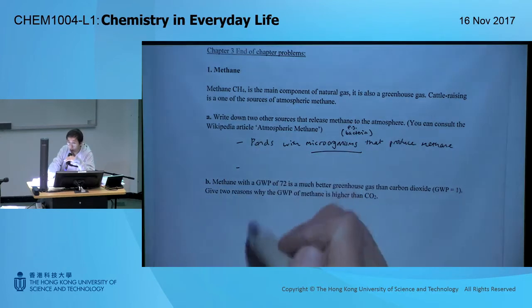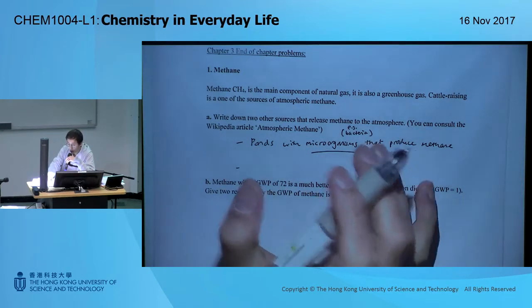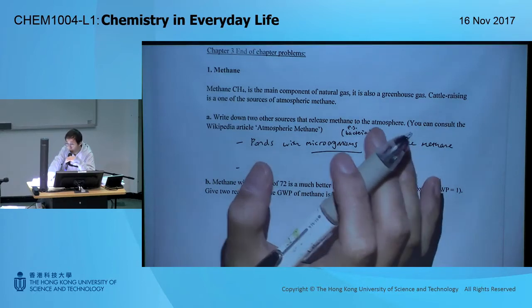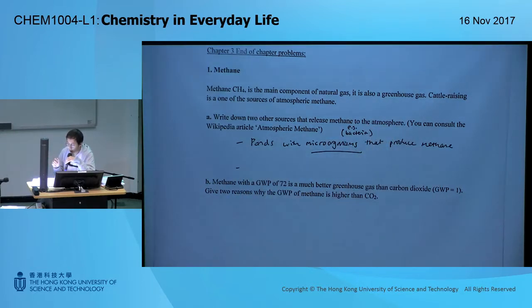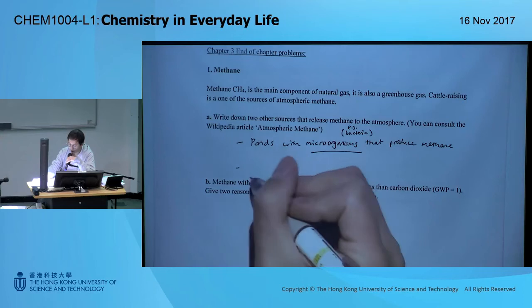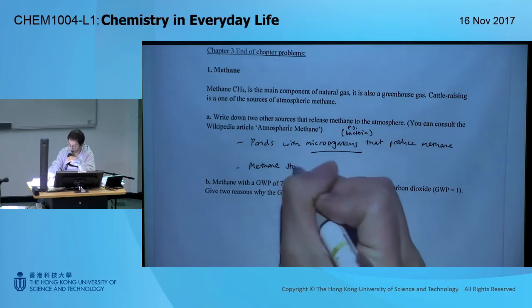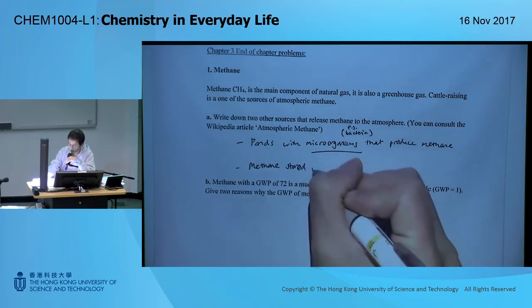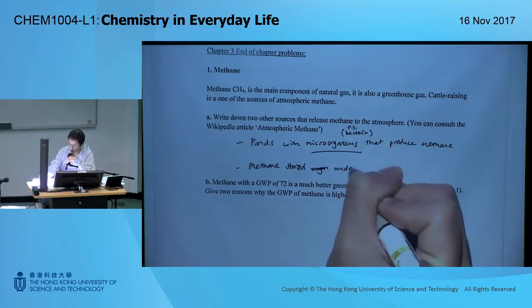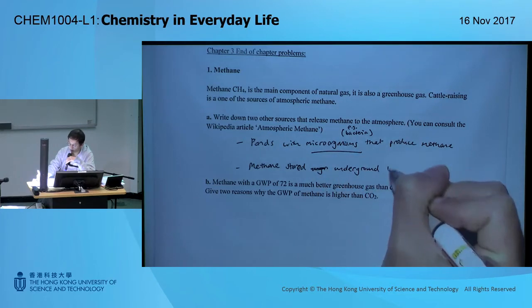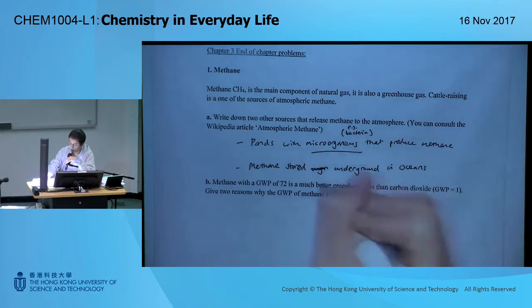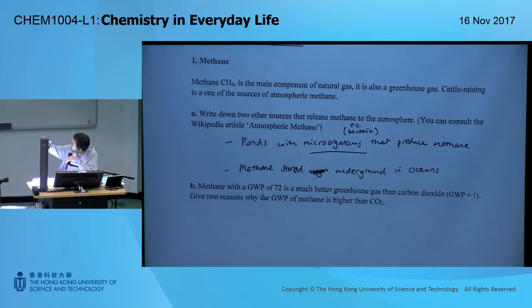There's also a lot of methane stored under the ocean, and sometimes some kind of movement of the earth plates can disturb the bottom of the ocean and can release a bit of that methane. So it could be released from methane stored underground. So, methane stored underground in oceans. Okay, I don't know if the English is good there, but never mind. Get the idea.